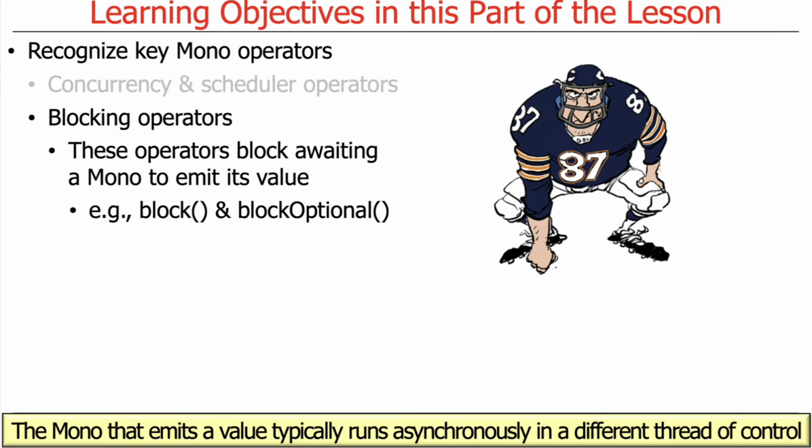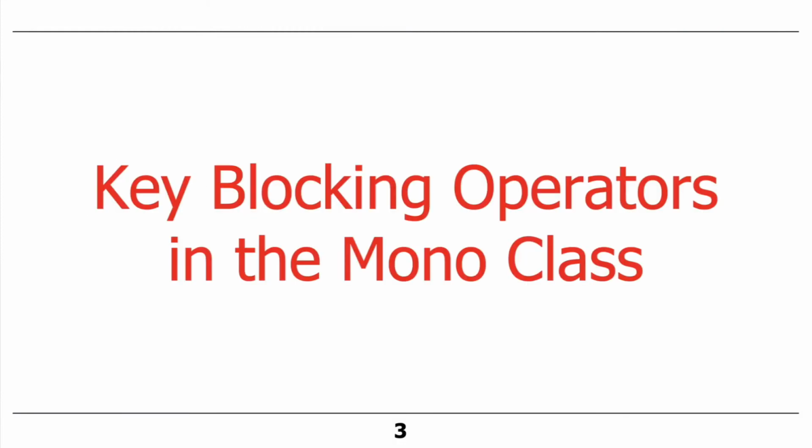So to do this, we're going to talk about blocking operators. And these operators block, that's why they're blocking operators, awaiting a mono to emit its one and only value. And we're going to talk about two of these methods, block and block optional. And the thing to remember here is the mono that is emitting the value that we care about is typically running asynchronously in a background thread, a different thread of control than the thread that's calling block. So that's important. We're waiting for something else to finish.